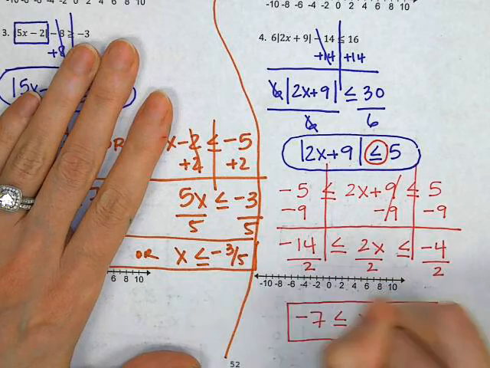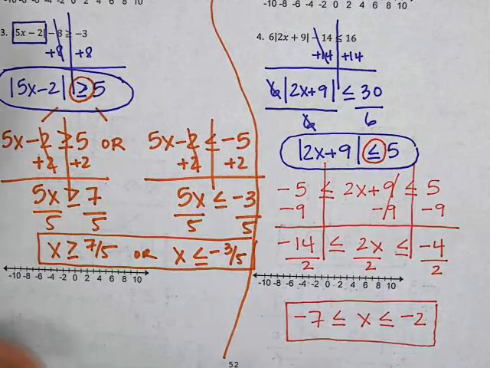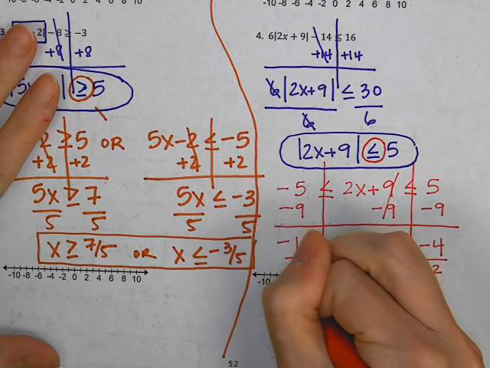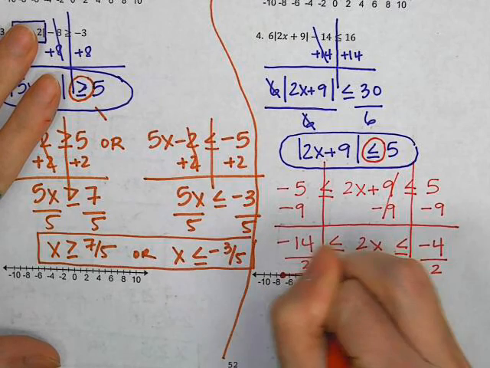So that's the answer. X is sandwiched between negative 7 and negative 2. And I'll graph this one. Closed circle at negative 7, closed circle at negative 2, and the sandwich is inside.